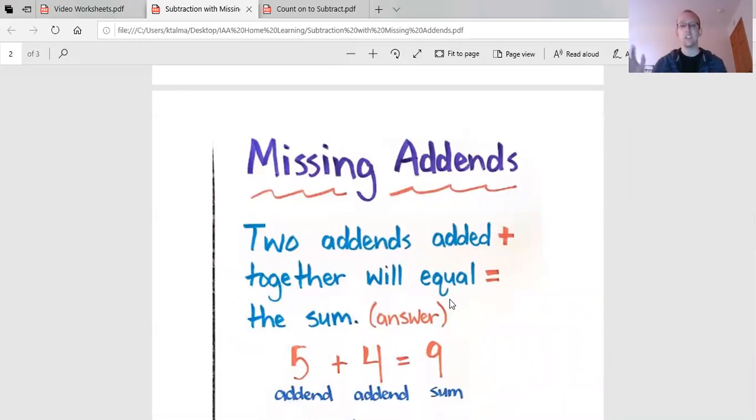In addition, two addends are added together to equal the sum. Addends mean the smaller numbers that get put together to equal the sum, and the sum means the answer. Here's an example. 5 plus 4 equals 9. 5 and 4 are the smaller numbers that get put together, and 9 is the sum. So if you know both addends and the sum, your equation is all done. But what happens if you don't know one of these two addends?